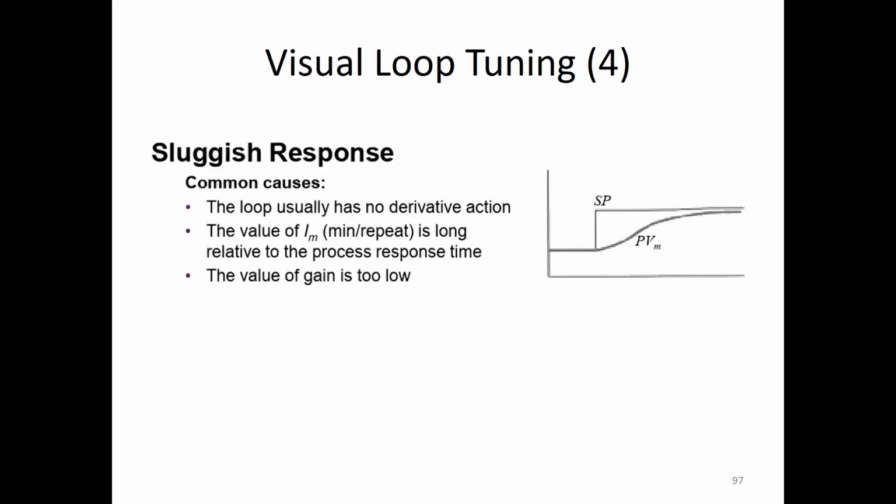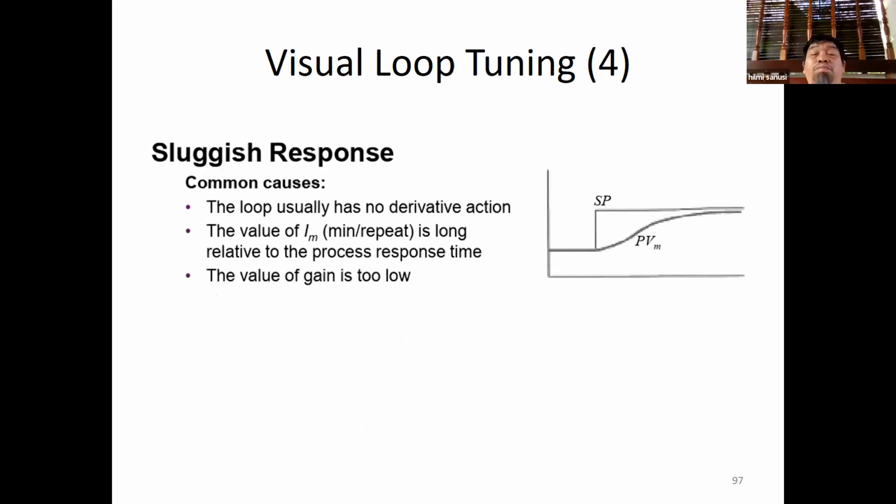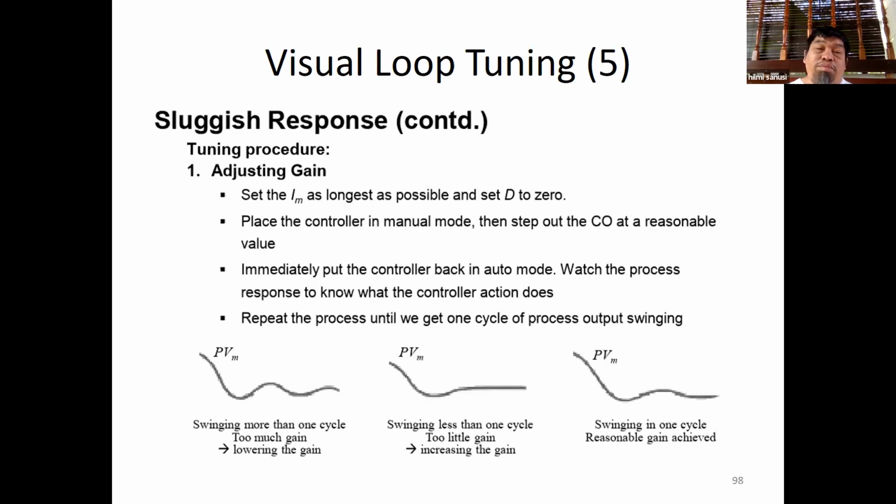Kita tengok dia response. So kalau the system tu terlalu slow, sluggish, then usually there is no derivative action. So the value of Ti is too long, terlampau besar. And then the value of gain is too small. So it's safe to increase the gain, reduce the I, and increase PD. So this is typical.